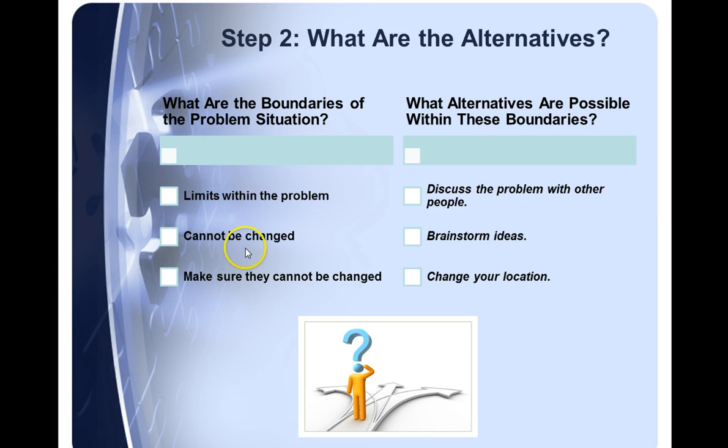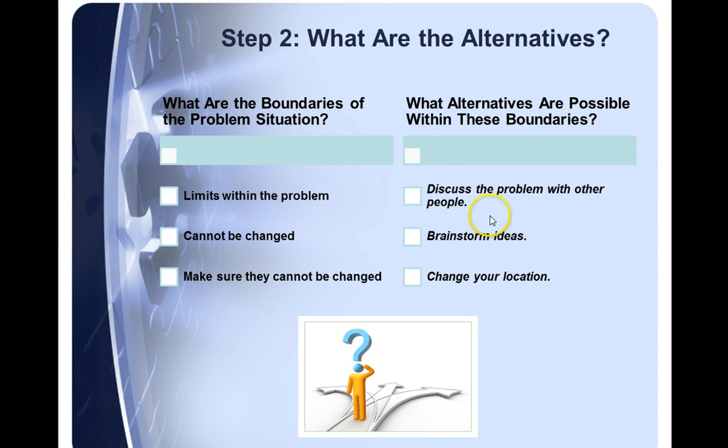Boundaries are limits within the problem that cannot be changed, but make sure they can't be changed. Like for one, you might say, well, one of my boundaries is that I only make this much money. Well, can you change that? Can you take on a part-time job just for a year or two to help pay off all the debt? Or can someone else in your family do that? Or you may say, well, our bills are very fixed. Well, are they? Let's go through and see if there's some that we can get rid of. So make sure that before you say that they can't be changed, that they absolutely cannot be.